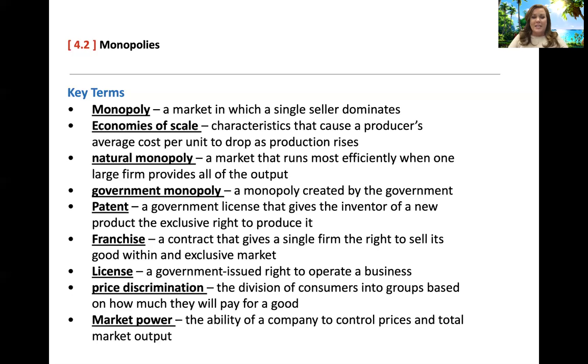Price discrimination. Now, again, we hear the word discrimination and instantly, you probably think, ooh, something negative. Actually, this is not a negative form of discrimination. This is when we divide consumers into groups based on how they will pay for a good. The best example would be you go to the movie theater and children are a cheaper price. Senior citizens are a cheaper price. Students might get a discount. That's price discrimination, where we can separate into groups and how much they'll pay.